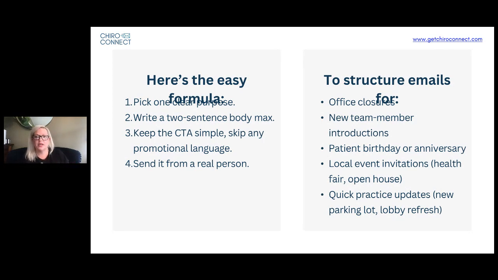So you want to use a pretty basic formula. One, pick one clear, concise purpose. Two, write a short 2-sentence body email. Don't go crazy, just your original purpose for emailing. And then the next sentence is the simple call to action with no promotional language. That is just, this is taking place, and if you need to be seen or this alters anything in your world, call us right now and get on schedule. And then the fourth thing is, make sure that you're sending it from a real person. You want to make sure that you're sending it from the doc and not anything super crazy like from a marketing team.